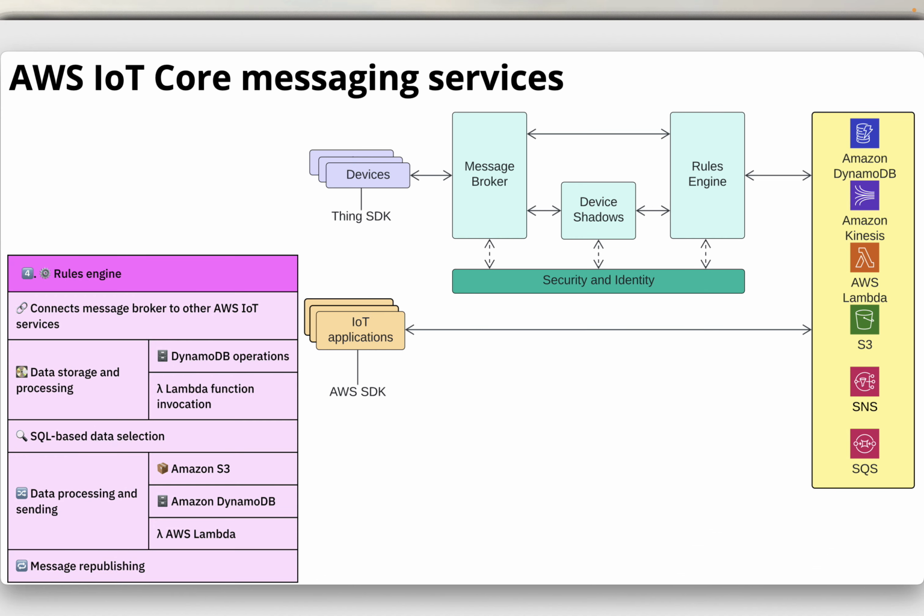Rules engine. So this connects data from the message broker to other AWS IoT services for storage and additional processing. For example, you can insert, update, or query a DynamoDB table or invoke a Lambda function based on an expression that you define in the rules engine. You can use an SQL based language to select data from message payloads, then process and send the data to other services such as Amazon Simple Storage Service (S3), Amazon DynamoDB, and AWS Lambda. You can also create rules that republish messages to the message broker and on to other subscribers.